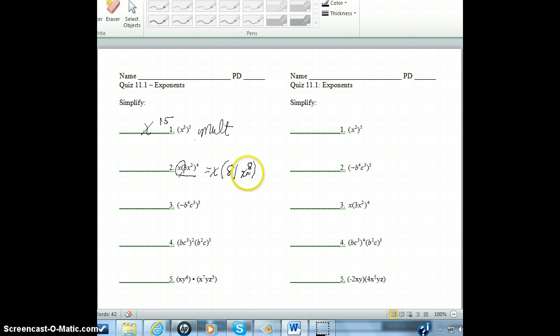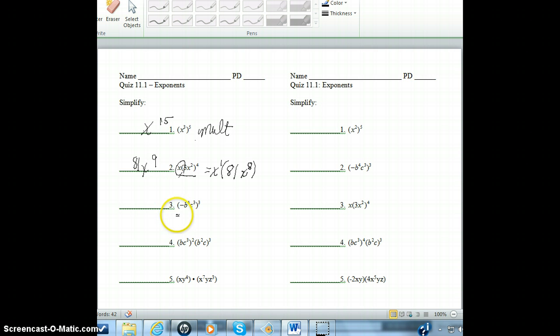Okay, now what do we have? We have x to the first power here, and we have x to the 8th. Since these have the same base, which is the x, we discussed earlier that when you have the same base, then you can add the exponents. So our final answer would be 81 x to the 9th power.